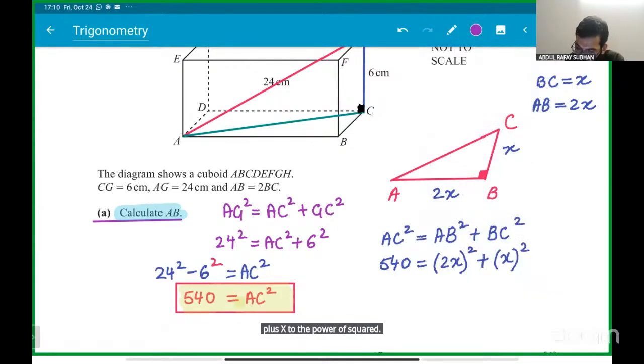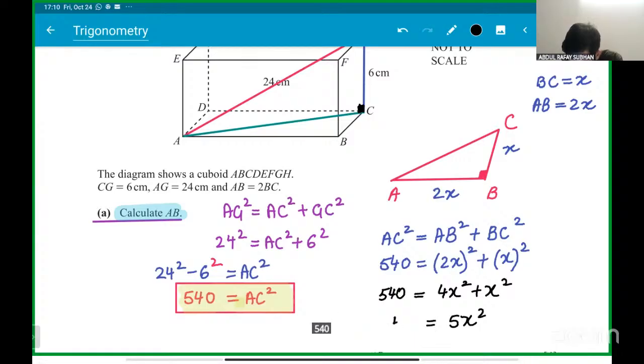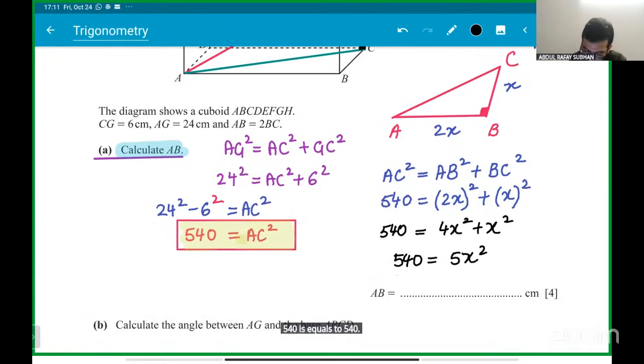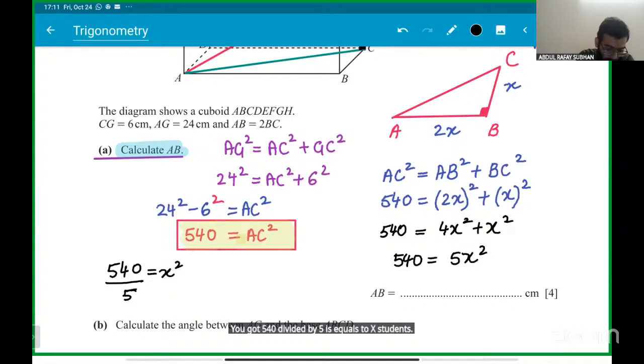You solve this and you would get 4X square plus X square. So we got 5X square. 540 is equal to 5X square. You get 540 divided by 5 is equal to X square, students, and that should be 108. Whatever the X value comes after doing the square root, it is coming 6 square root 3.